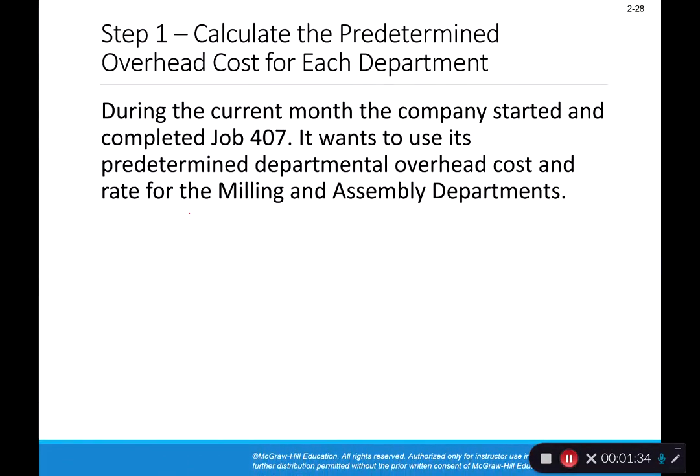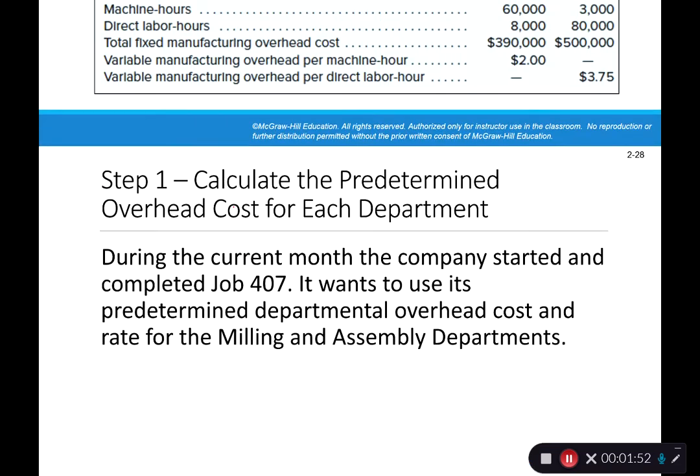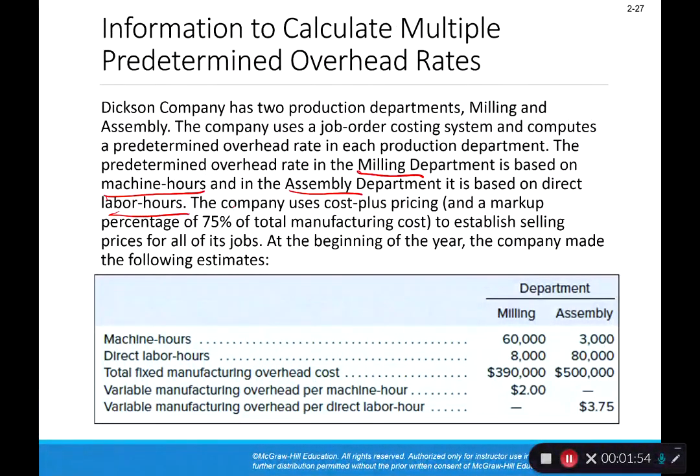So the first thing we're going to need to do is figure out the predetermined overhead rate for the milling and assembly departments. So to do that, we're going to be using our formula Y equals F plus VX to figure out the overhead cost in each department. I have a bad memory, so I'm going to have to go back and forth in the slides. So for milling, the total fixed overhead is $390,000 and assembly is $500,000.